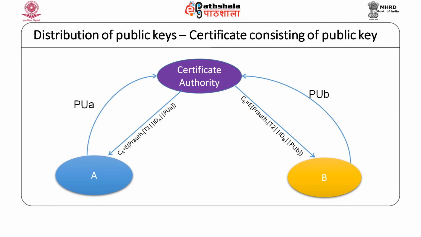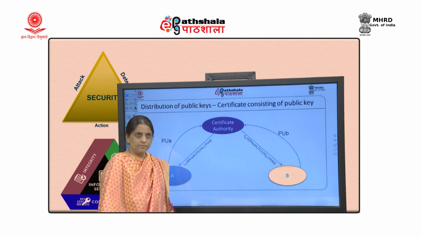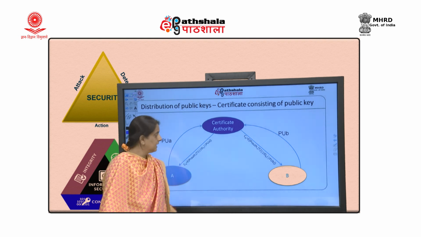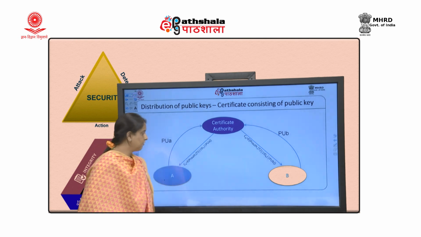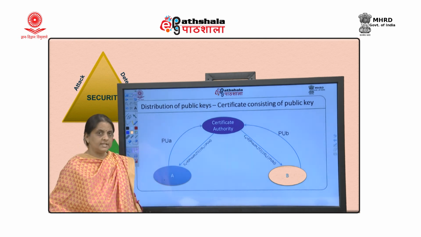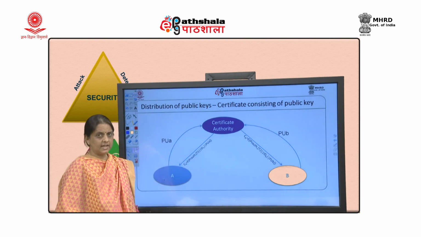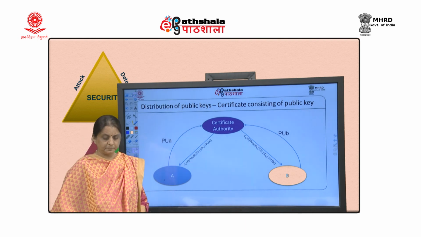In the same way, if B wants its public key, it would request the certificate authority. The certificate authority would generate a timestamp, ID of B and public key of B, all concatenated together and encrypted with the private key of the certificate authority. What can B do? B can decrypt on its side and get the public key of B. This is the way A and B get their public keys.